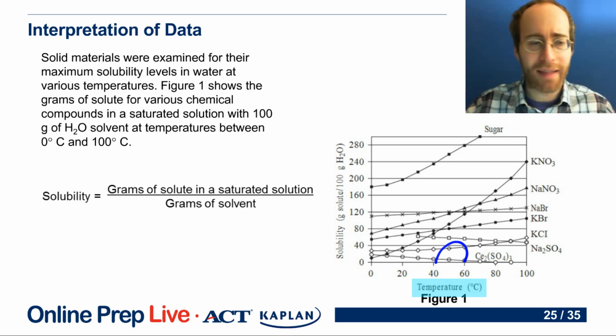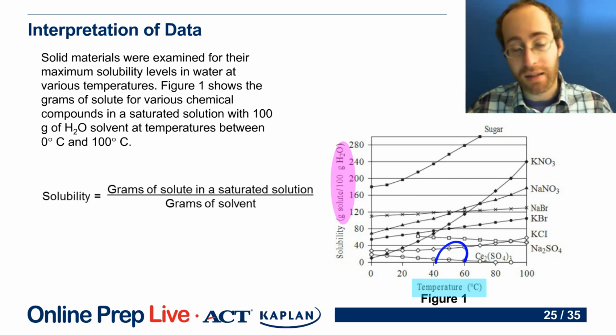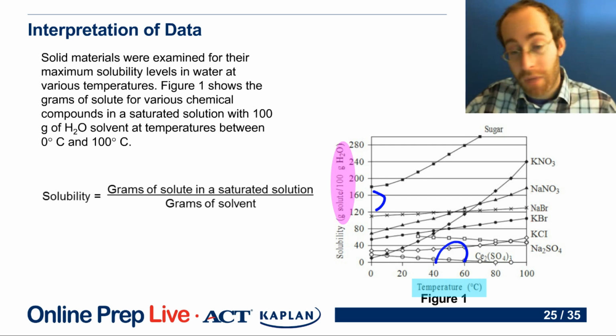That means the measured variable, the dependent variable, is solubility. And again, pay attention to the units. The units here are grams of solute per 100 grams of water. And in this case, the interval, meaning the distance between tick marks, is 40. So 40 grams of solute per 100 grams of water between any two of these tick marks.